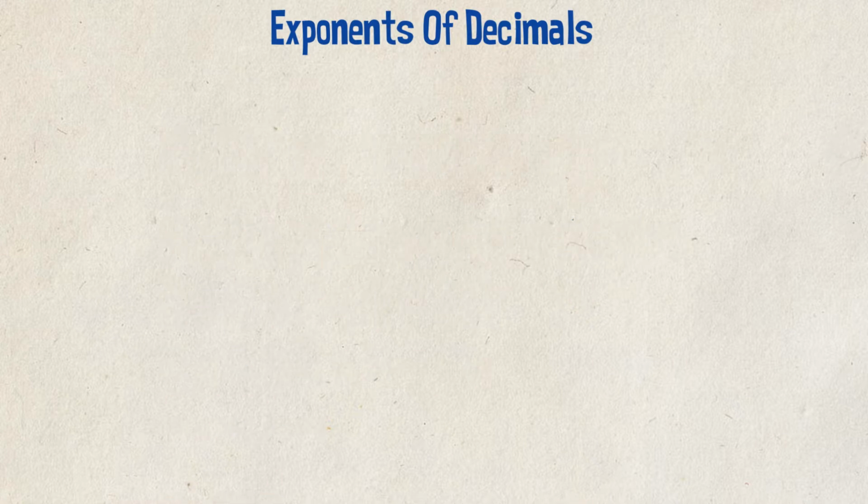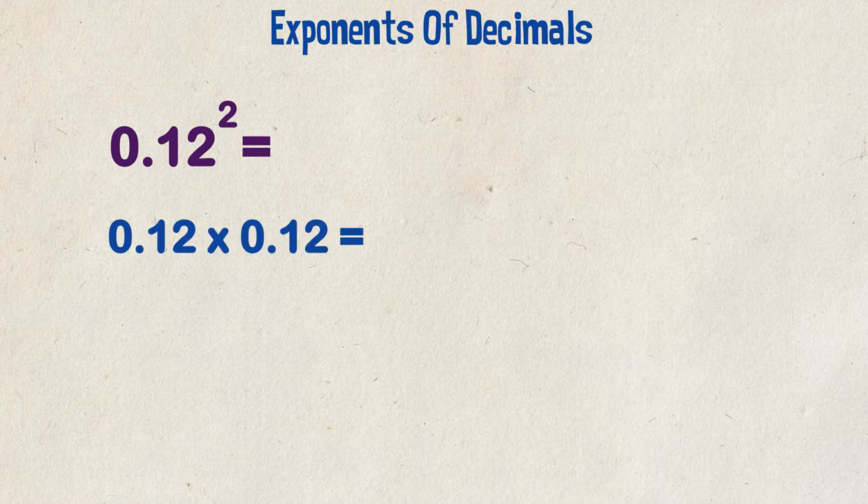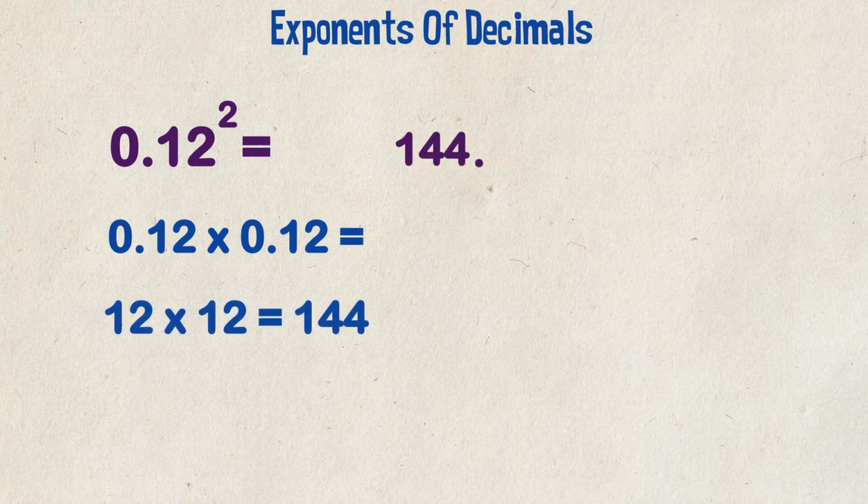Last example, 12/100ths squared. First, write it out in expanded form. 12/100ths times 12/100ths. Next, we ignore the decimals and multiply the whole numbers, which is 144. Count the digits to the right of the decimal. Here we have a total of 4. Move the decimal to the left 4 places, which equals 0.0144 or 144 10,000ths. So that's a wrap on exponents of decimals.